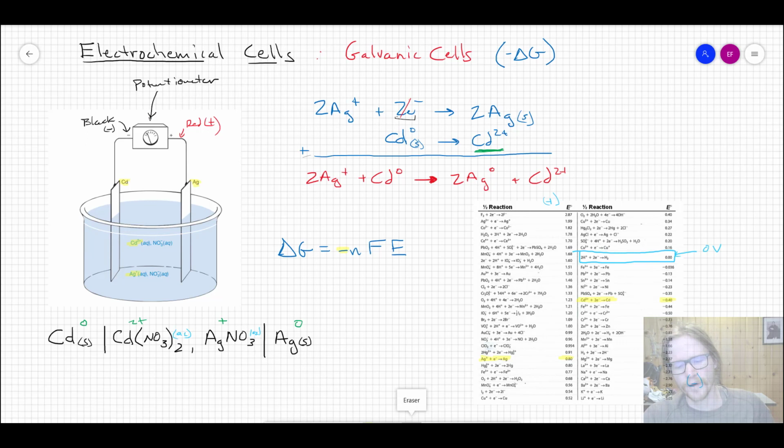So remember, the spontaneity clause for free energy is that if it's a downhill reaction, then that means it's a negative free energy change. But since potential is sort of flipped in its axis, then a spontaneous reaction would also have a positive potential change. So spontaneous would be negative delta G and positive E, non-spontaneous would be a positive delta G and a negative E. So that's what we're going to use.